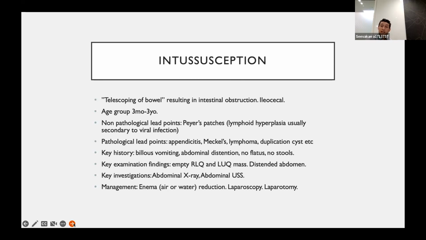The key investigations that we do are an X-ray and an ultrasound. And on an ultrasound, we see something called a target sign, which is basically you see the bowel and you can see the loops of bowel inside the bowel. And so it looks like a target. And the way we cure it is by an enema. So we stick a catheter up their bum and we put either air or water up it under pressure. And what it does is it just pushes that proximal bowel, or de-telescopes it, outwards. And if that doesn't work, they need a laparoscopy where we can pull it apart ourselves, or sometimes even a laparotomy to cut out dead gut.